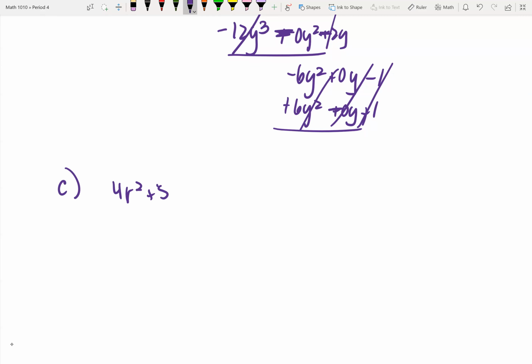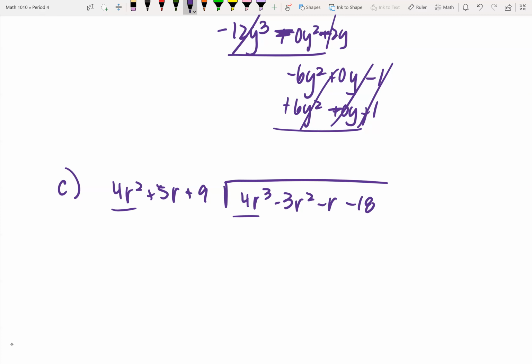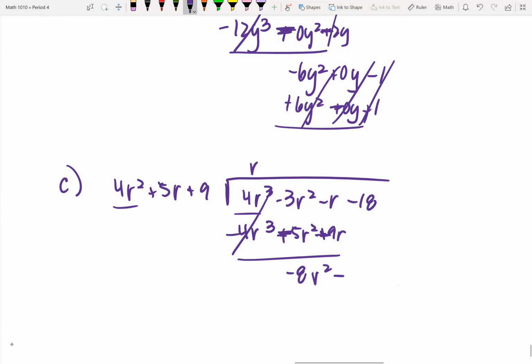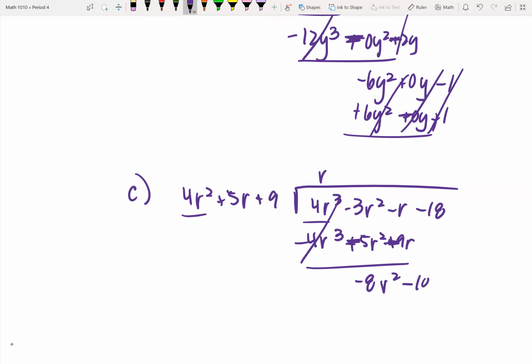4r squared plus 5r plus 9 divided into 4r cubed minus 3r squared minus r minus 18. What do I multiply by that to get that? That would be r. So it's 4r cubed plus 5r squared plus 9r. Change my signs. Those cancel. I get negative 8r squared. That would be a minus 10r.